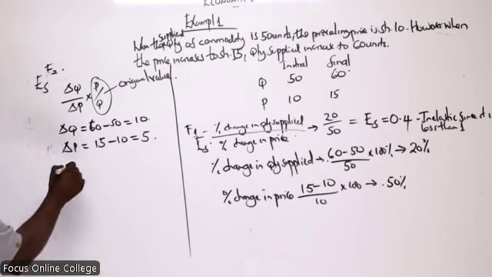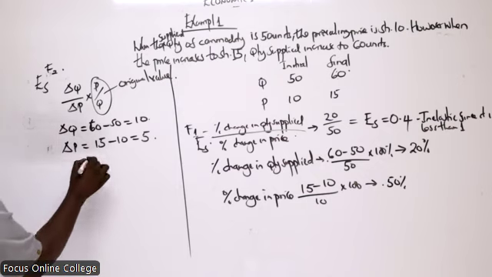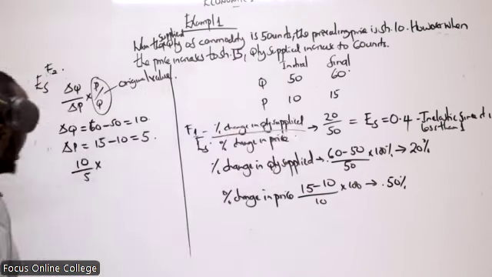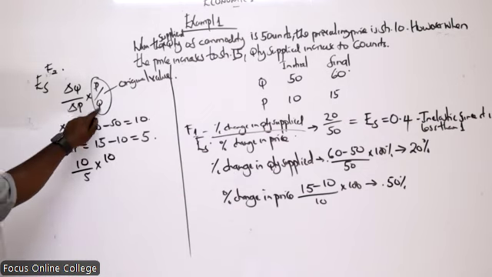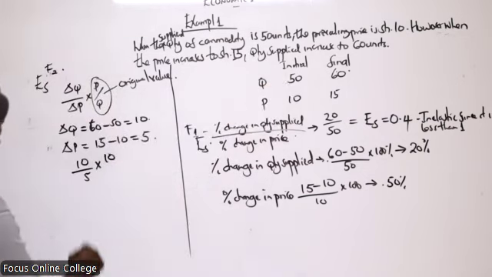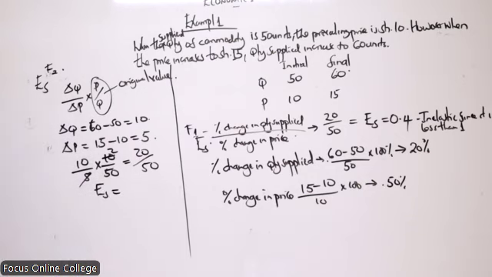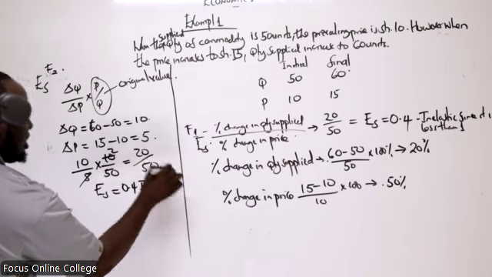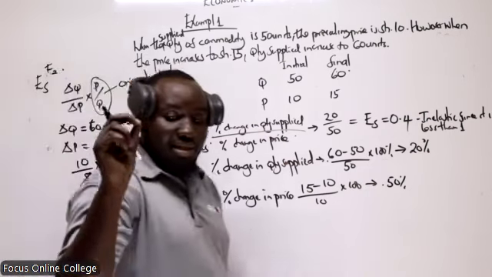So I come back. Change in Q is 10 over change in P, which is 5, times original P, which is 10, over original Q, which is 50. We should get the same answer. This here goes 2, so that is 20 over 50. So what is ES, the price elasticity of supply? That is 0.4, and we know that it is inelastic since it is greater than 0 but less than 1.